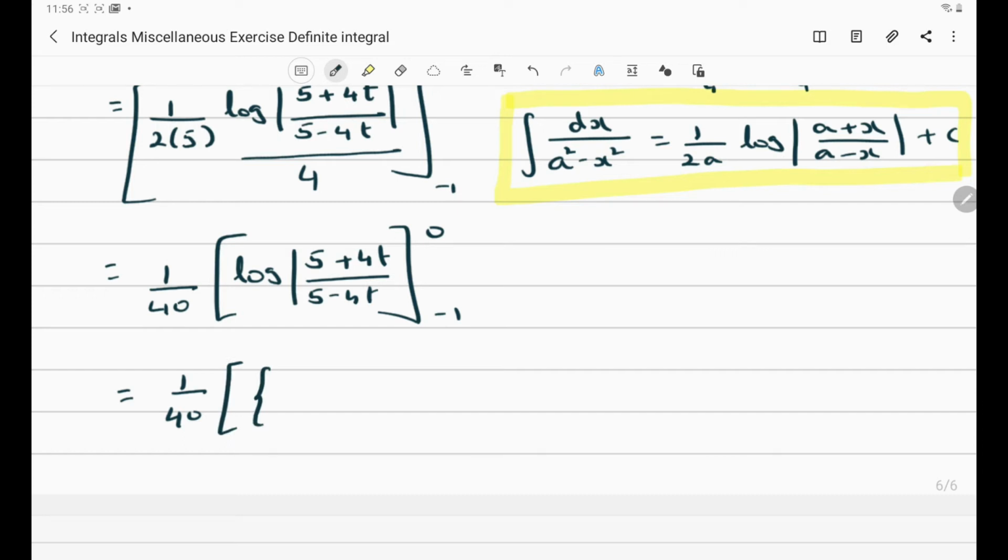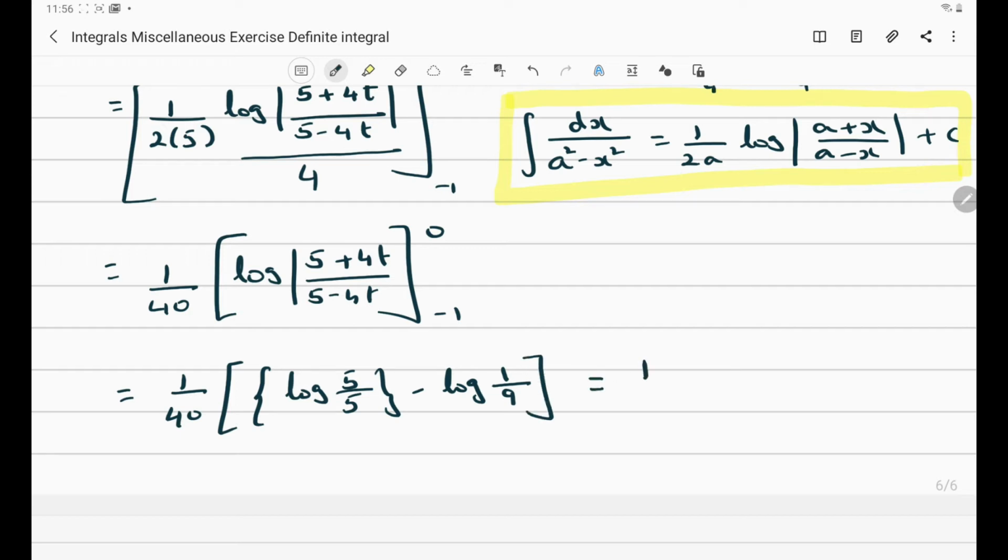and substituting the upper limit we get log of 5 plus 4 into 0 is log 5 by 5 minus 4 into 0 is also log 5. So log of 5 by 5 minus log of 5 plus 4 into minus 1 is log 1 by 5 minus 4 into minus 1 is 5 plus 4, that is log 9. So log 1 by 9.